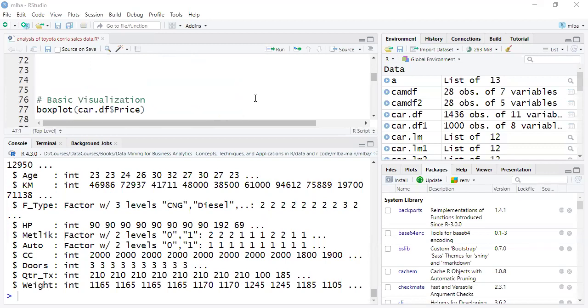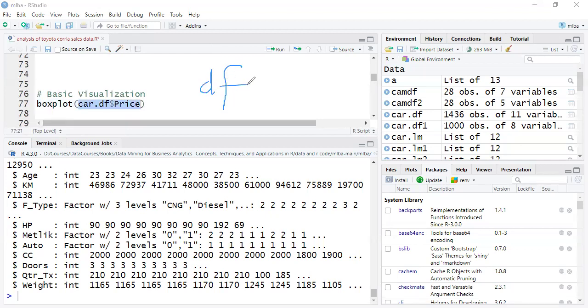Now we are creating some visualizations. Boxplot. The command is very simple. Boxplot. For which variable do I want to make the box plot? The price variable. So how do we write the price variable? The syntax is the name of the data frame, df, place a dollar sign between the data frame name and the variable name, and price. So this is the format of using any column name in any command: data frame name, dollar sign, price.